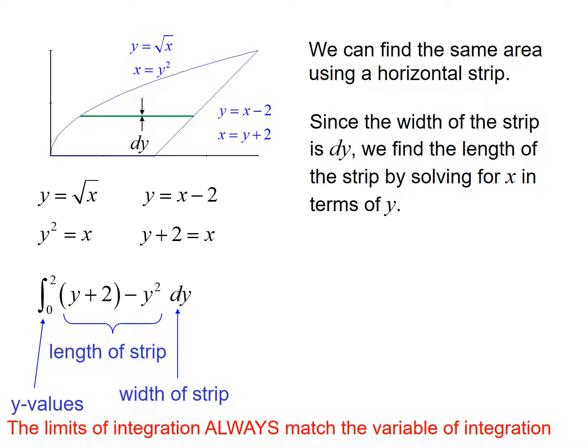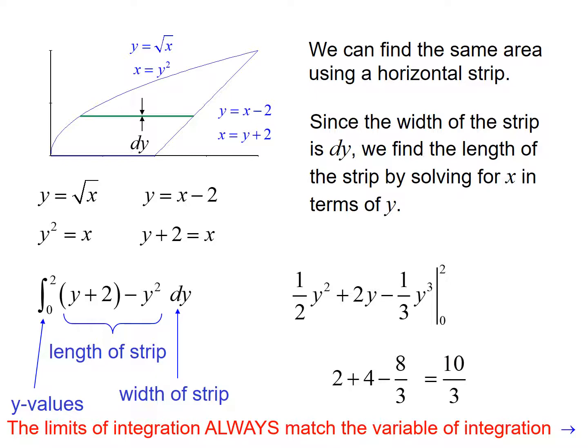So it's important to understand that the limits of integration and the variable within your function always match the variable of integration. So you always identify the orientation of that slice. Is that going up and down? It would be dx. Or is it going left and right? That would be dy. And that determines everything else that goes into the formula. So we take the integral and evaluate to find an area of 10/3.